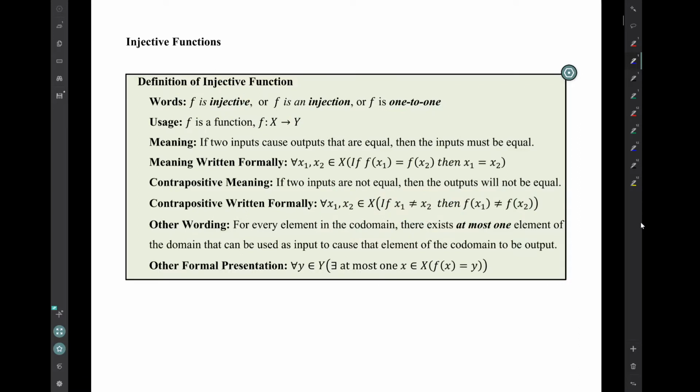Now there's another wording for the term injective that will be useful later, and it's the following. For every element in the codomain, that is for every element in this set capital Y, there exists at most one element of the domain that can be used as input to cause that element of the codomain to be output. So that's written this way. For every little y in the set capital Y, there exists at most one x in the set capital X, such that f of x equals y. Notice this does not say that there are any, it just says there cannot be more than one.